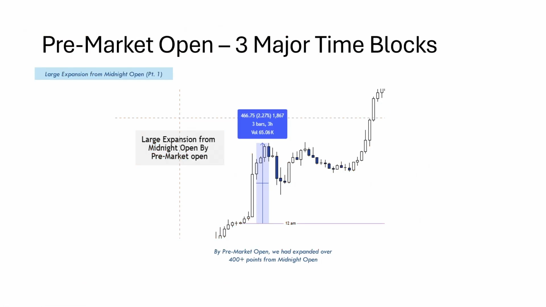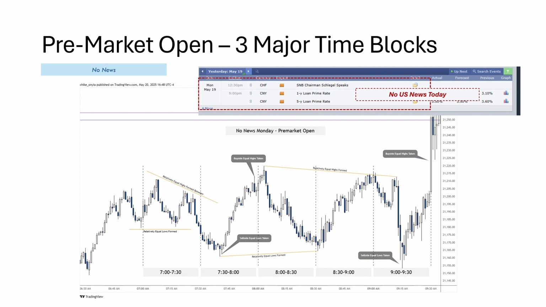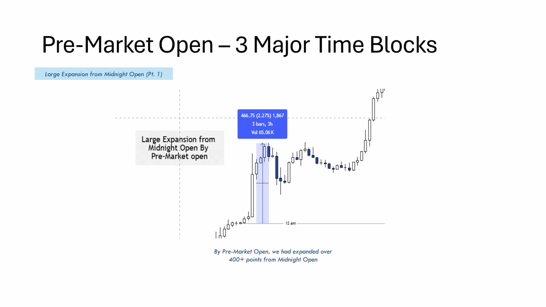Now, let's talk about the large expansion, right? The previous one was an example where we had no news, but here's where we actually have a large expansion from the midnight open. You can see this is the midnight open formulating here at 12 a.m. So that's where we opened up. And you can see that by 7 a.m. here, we've already moved about 400 plus points. So there's been a large expansion away from the 12 midnight.